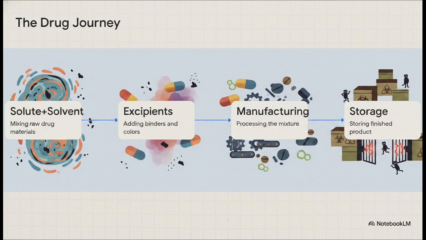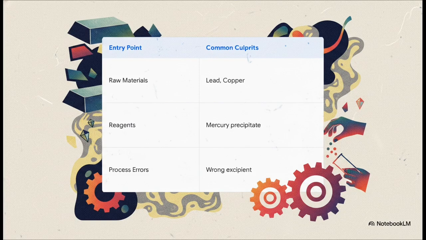Guys, every single one of these stages is basically an open door for an intruder. Let's actually break down those entry points with some specific culprits. If the raw material itself is tainted right from the supplier, you might accidentally introduce heavy metals like lead, copper, or silver straight into your batch. No good. Then, if you look at reagents, using something like ammonia during the process can sometimes leave behind really hazardous ammoniated mercury precipitates. And then, of course, there's just process errors.